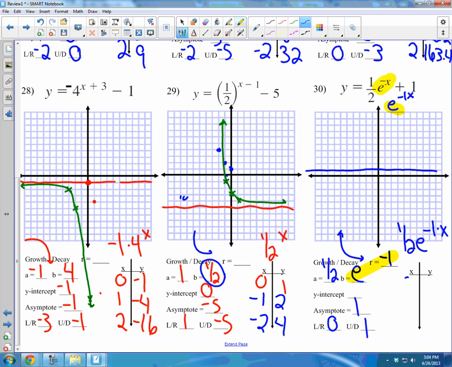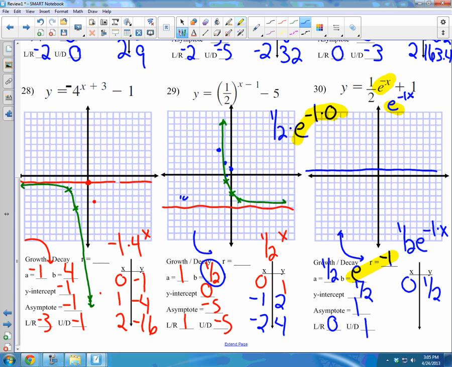So 0, this is what happens when you put 0 in. This is why the y-intercept is whatever a is. Because if I take 1/2 times e to the negative 1 and I make the x 0, what's going to happen is this exponent becomes 0. E to the 0 is 1, and 1/2 times 1 is a half.